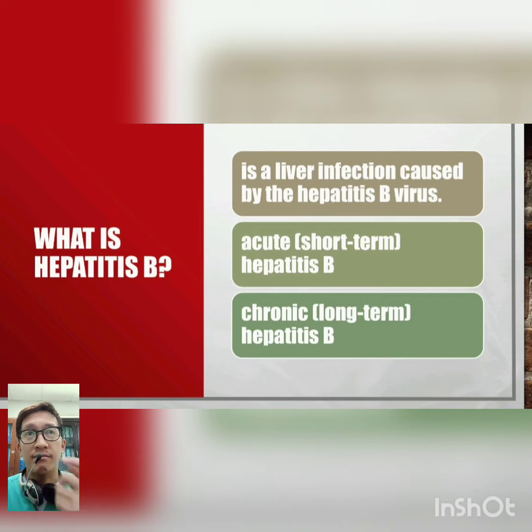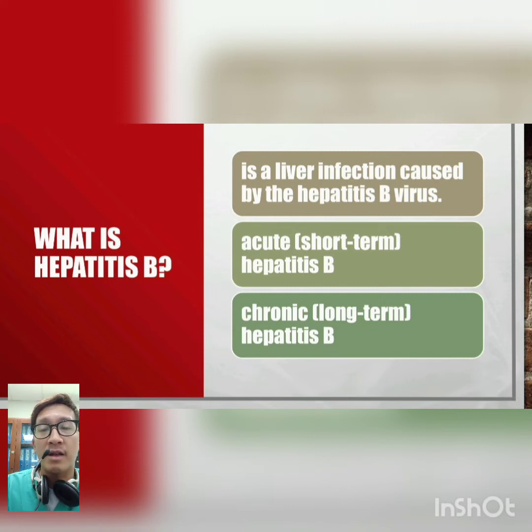Acute hepatitis B is a short-term illness that occurs within the first 6 months after someone is exposed to the hepatitis B virus. Some people with acute hepatitis B have no symptoms at all or only mild illness. For others, acute hepatitis B causes a more severe illness that requires hospitalization.